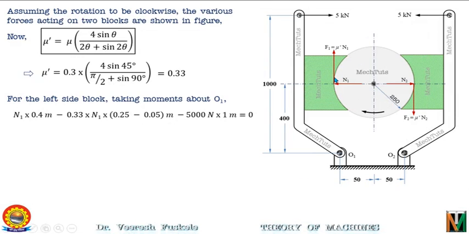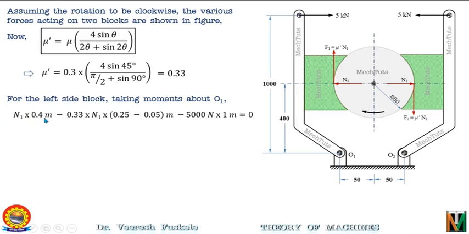So the moment of F1 will be in the clockwise direction and it will be negative, and the magnitude will be F1 into 200 mm, that is 0.25 minus 0.05. And force 5 kN will again rotate the lever in the clockwise direction about this pivoted point. So the moment of 5 kN will be negative and the magnitude will be 5 into the perpendicular distance between the line of action of 5 kN and the fulcrum, that is nothing but 1000 mm. So 5 into 1 meter.